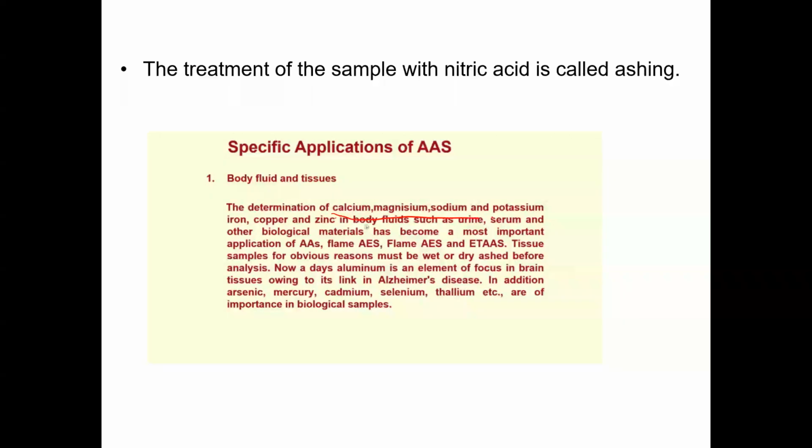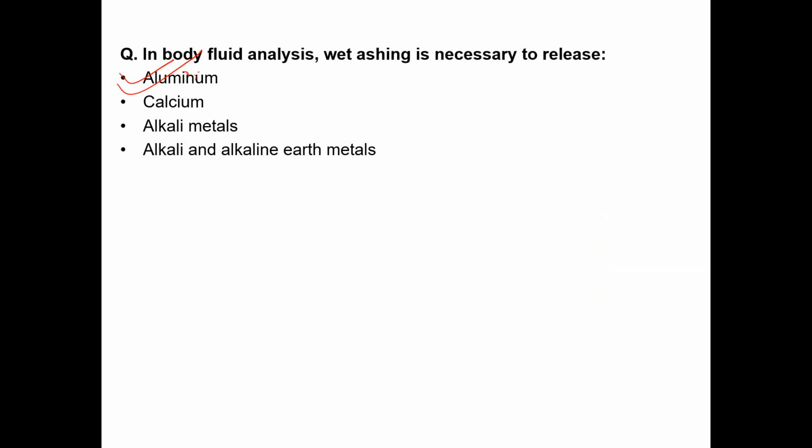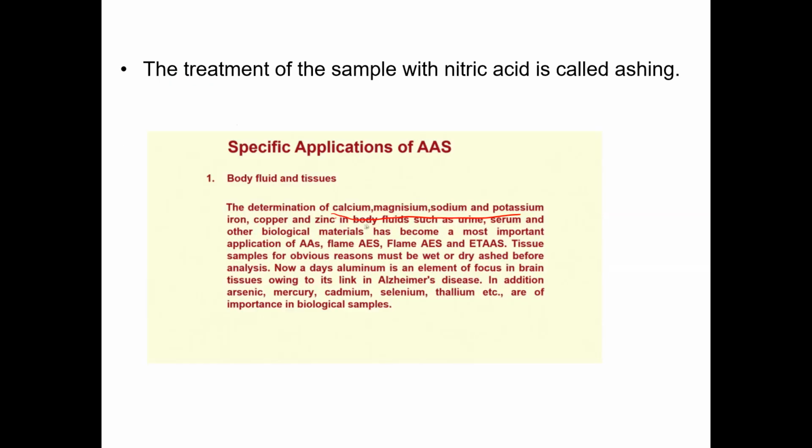Other metals, such as the determination of calcium, magnesium, sodium, basically the alkali and alkaline earth metals, can also be determined by atomic absorption spectrometry. But in tissue, aluminium is very important, so you should do the wet assay procedure, right?